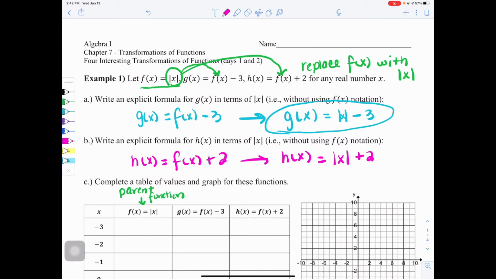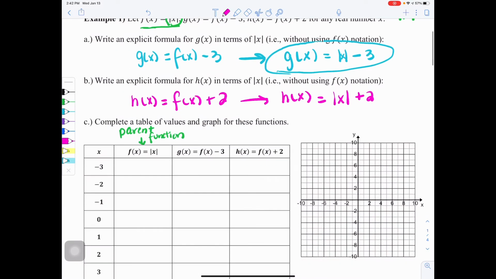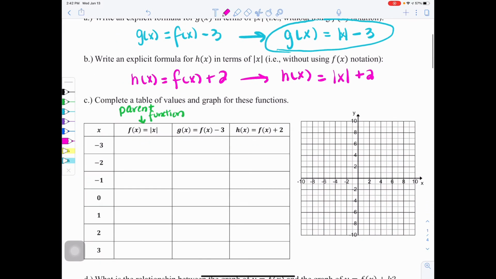So now it says complete a table of values and graph for these functions. So I'm going to color code them as you see them up top. H of x will be in pink, g of x will be in teal, and our parent function will be in green. You need to have your graphing calculator. Go ahead and get that ready, and I will show you how you can use your graphing calculator to help you complete this.